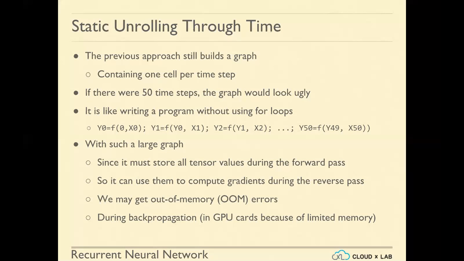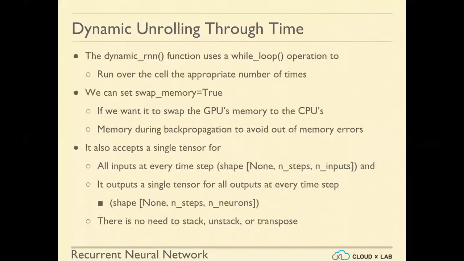All right. So during backpropagation, it will store entire tensors, and hence it'll lead to out of memory. This is where dynamic RNN comes into play. The dynamic RNN function is like a while loop, while the previous one was actually like typing the code. It uses a while loop operation to run over the cell the appropriate number of times. We can set swap_memory equals true if we want to swap the GPU's memory to the CPU's memory.